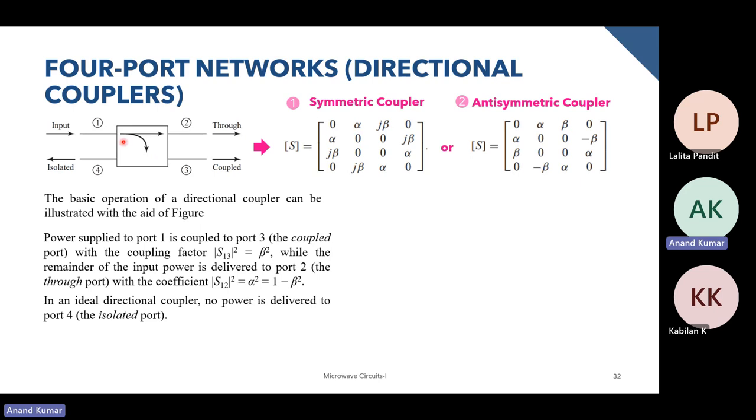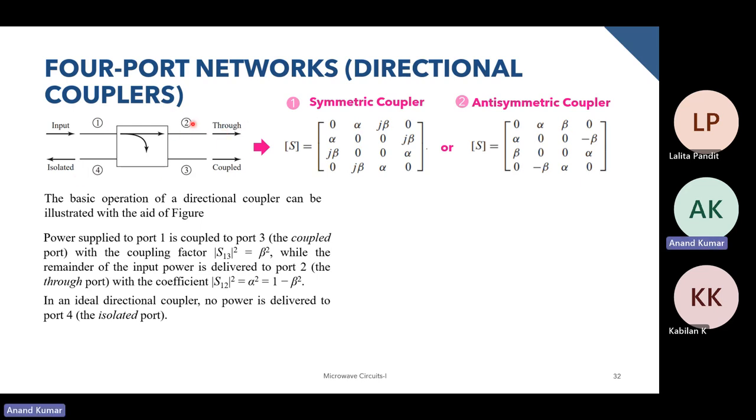This figure has been on the screen for quite some time, but we have not discussed it in that detail. This is the symbol that we use for a directional coupler, and we have ports 1, 2, 3, and 4 over here. But we did not discuss what these ports are named. The first port is the input port, where we are giving the signal, and we receive signal at 2, 3, and 4.